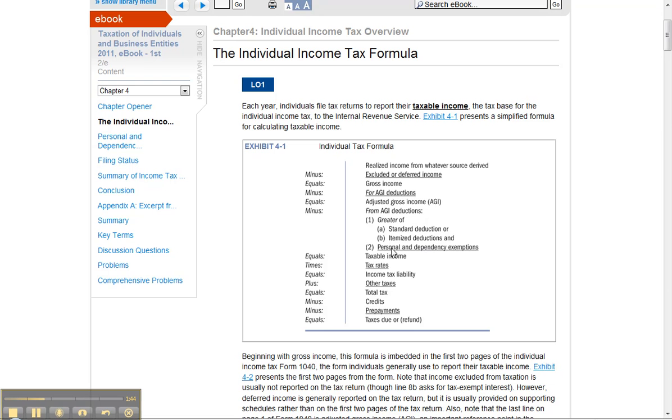And then personal and dependency exemptions. These are more freebie deductions that the government just gives us for every husband and wife, spouses. Those are personal exemptions, and then dependency exemptions. You get one for every dependent that you have too. And these amounts go up every year. But if you have five personal and dependency exemptions, you'll get like $3,650, I think is the number for 2010. You get 5 times 3650. You get that deduction as well. So you calculate taxable income, apply tax rates, you get credits and stuff too. So look over this formula.